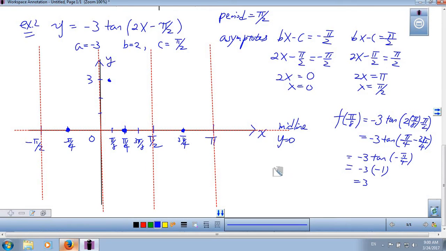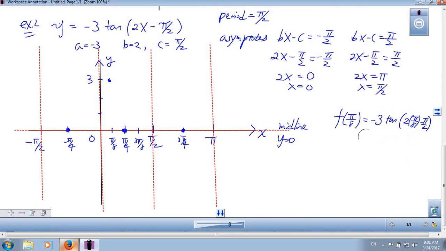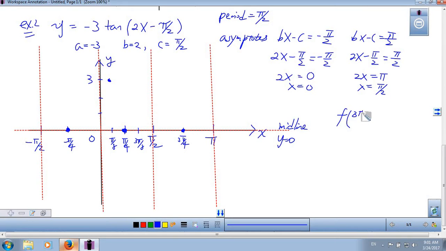Okay, and then we have to go ahead and plug in f of 3 pi over 8. Let me go ahead and erase this. I'm running out of room here. So if you need to go back and see it, you can rewind the video. That's a good thing about videos. Alright, so 3 pi over 8. So we plug in negative 3 times tangent of 2 times 3 pi over 8 minus pi over 2.